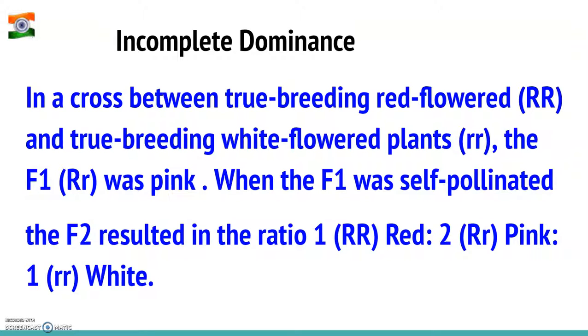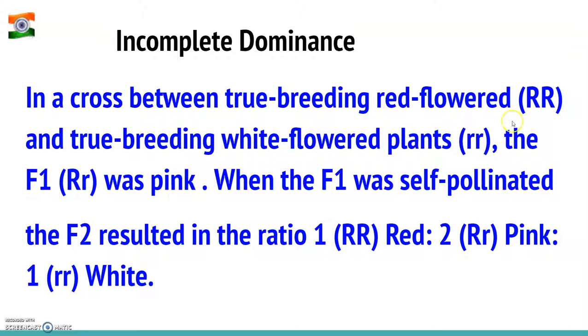the F1 has a phenotype that did not resemble either of the two parents, and it was in between the two. So inheritance of flower color in the dog flower, which is also called snapdragon or Antirrhinum majus, is a very good example to understand incomplete dominance. Now, in a cross between true breeding red flowers of snapdragon, Antirrhinum species, and true breeding white flowers.